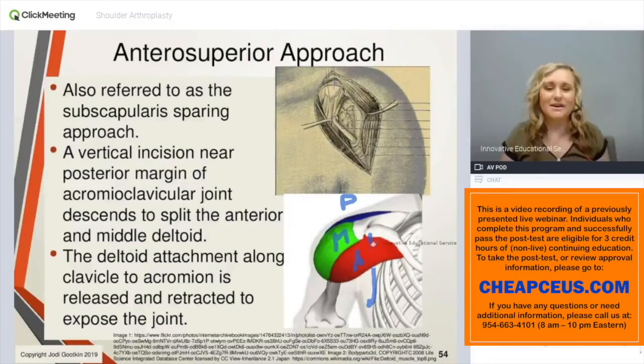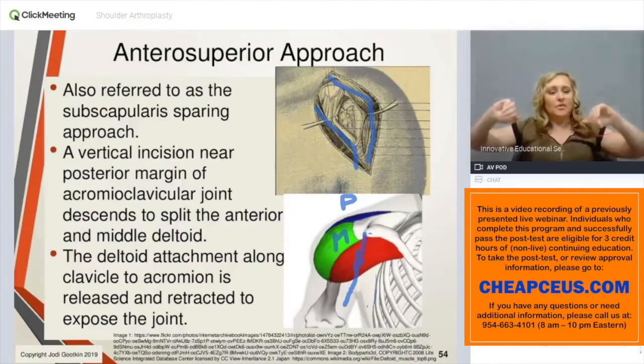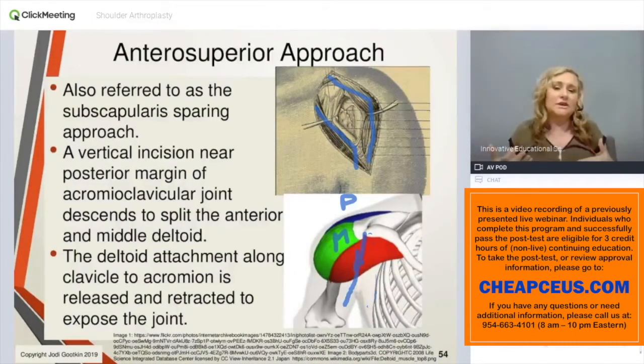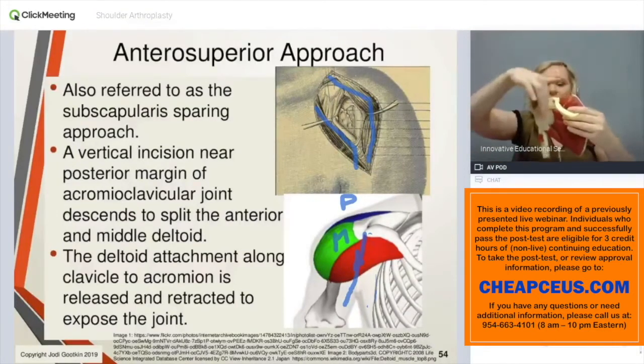Here we go. Okay, so when they come in to do the anterior superior approach, what they're going to do is come in more like here, going through that anterior deltoid muscle. So in the top image we see here, they actually cut that anterior deltoid and then separate it in order to gain access. Now in this particular approach, they're coming in a little more from the top here.